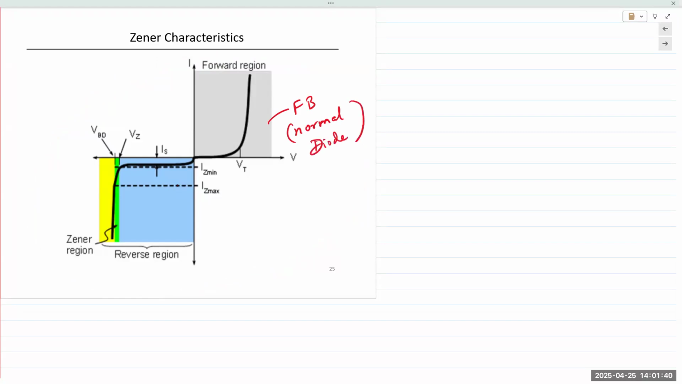So forward bias, it behaves like a normal diode. In reverse bias, there is a small saturation current. Obviously, this is exaggerated because the saturation current is typically nanoamps, picoamps, and femtoamps. And then once breakdown occurs, right there, the voltage remains near constant, and the current increases. And that's why we are able to use a Zener diode as a voltage regulator, okay, which we'll see next week.